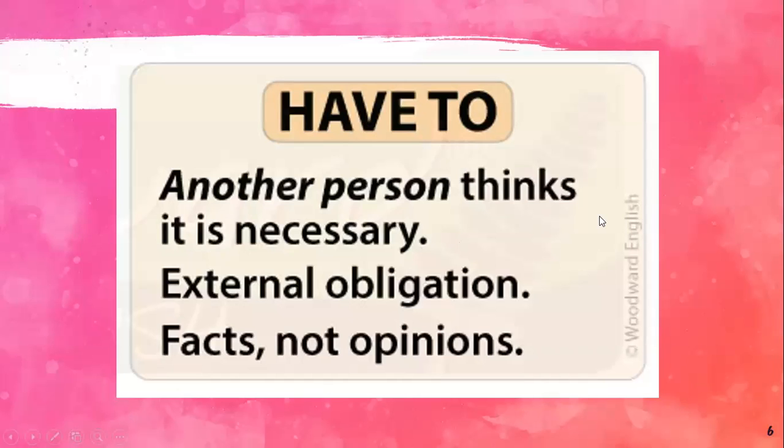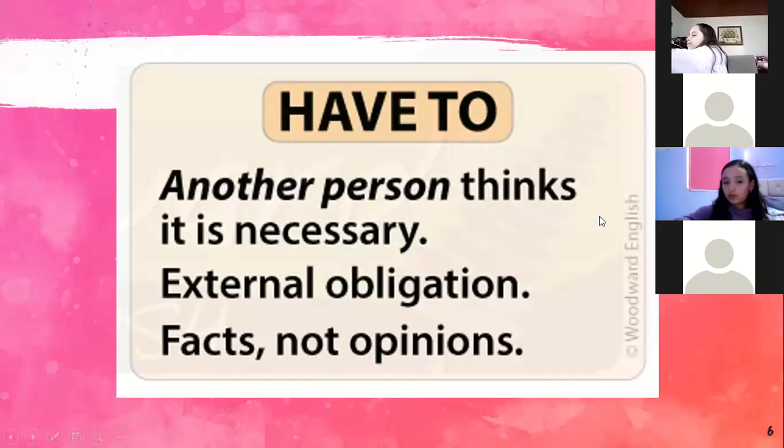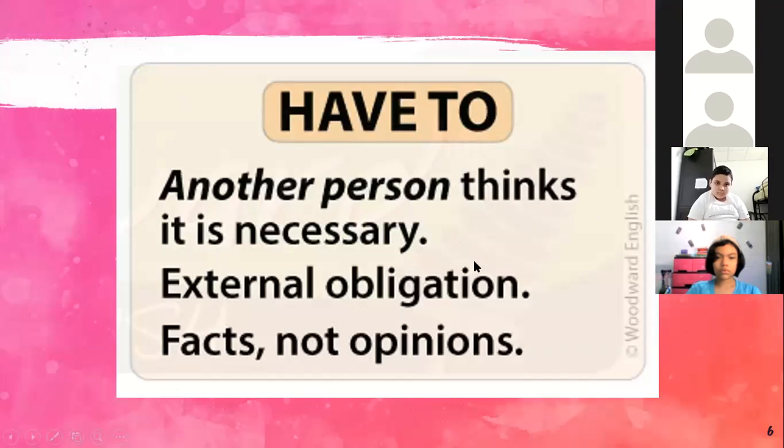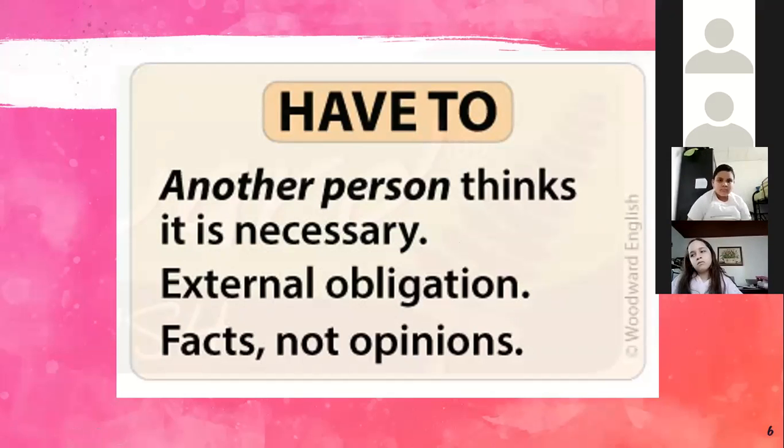Have to. Another person thinks it is necessary, okay? For example, your mom considers that it is necessary to develop a different action. Or this one is an external obligation. For example, I have to do the homework. I have to send the evidence to my teacher. Okay, this one is an external obligation. You know that you need to send or to develop this activity. Maybe facts, not opinion. Okay, for example, you are at home, you have to get up early, okay? You have to take a shower early. This one is a fact, okay? Es un hecho que usted lo tiene que hacer, no es una opinión. Okay, so we use have to when another person thinks it is necessary that you develop this action, or maybe an external obligation, or when it is a fact, not an opinion.